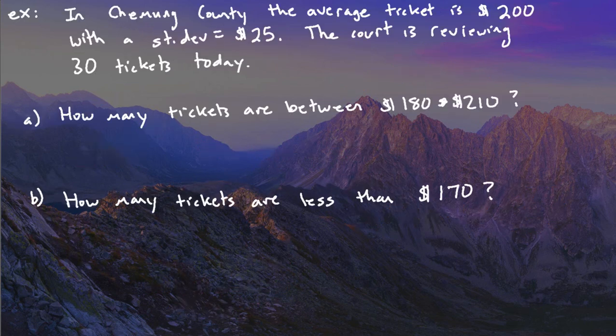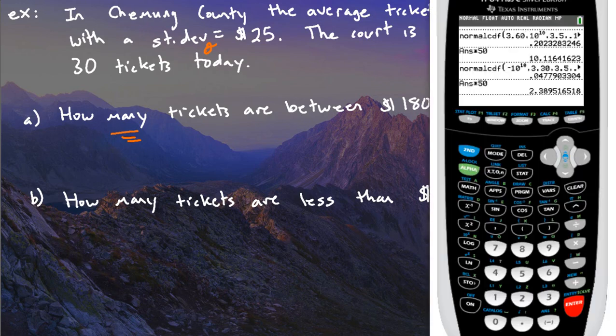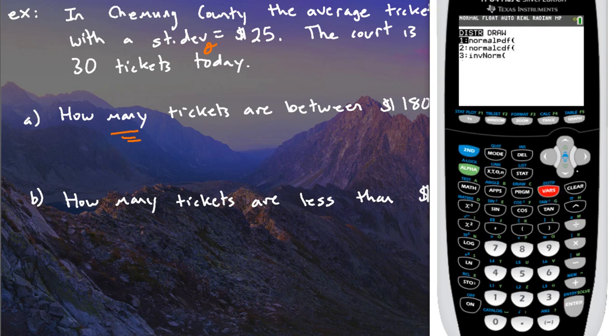All right, one more question. In Chemung County, the average ticket is $200 with a standard deviation of $25. The court is reviewing 30 tickets today. How many tickets are between $180 and $210? So again, we go second distribution, normal CDF. Our lower bound is going to be 180 because we want between 180 and what was it? 210. So 210's our upper. Our mean is $200, and our standard deviation was $25.